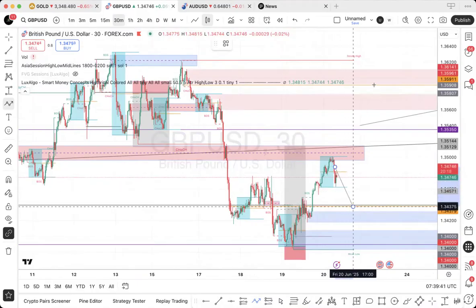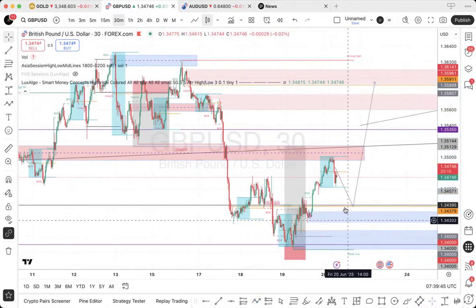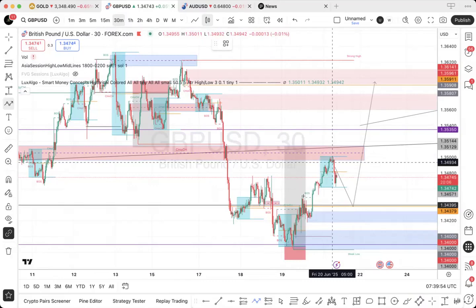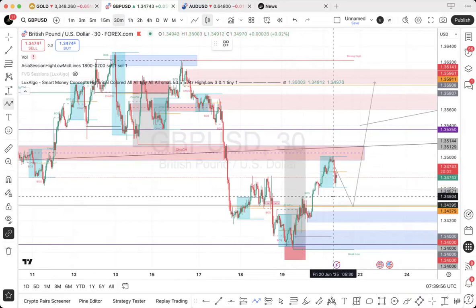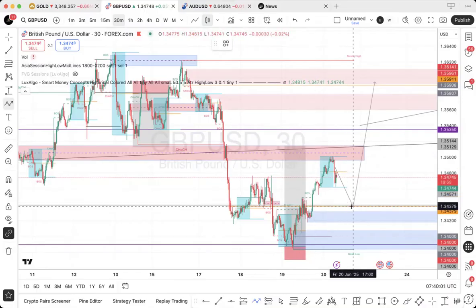Our physical entry will be somewhere around here. Why? Because the market will be looking to what? To come give us our right shoulder, our right arm here, and at the same time clear this liquidity, balance this market and this fair value gap here, balance this candle, and tap into this key level to boost up, to push up.